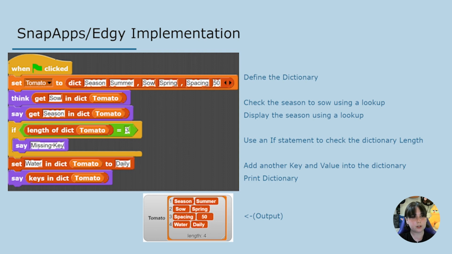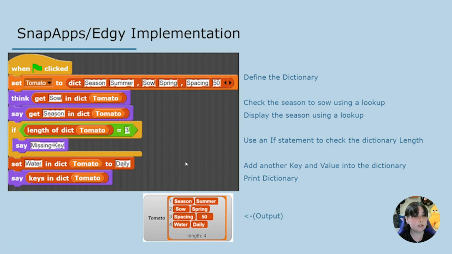If the length of dictionary tomato is equal to 3, so this is how you do an if statement. Very similar. Again, less grammar rules in Snap Apps because you are just dragging things. You don't have to remember that as much. And then set water in dictionary tomato to daily is how you would add another value. So again, if we print out that new dictionary, then we're going to get season summer, so spring, spacing 50, and water daily. It also gives you the length down here, which is really helpful.